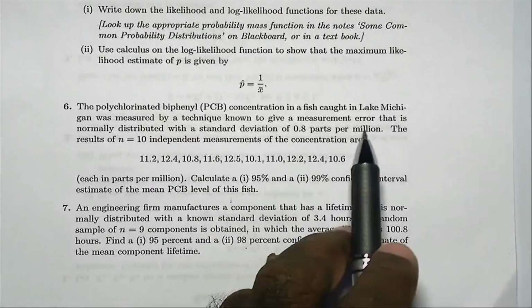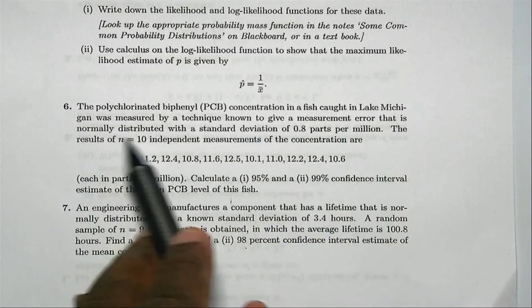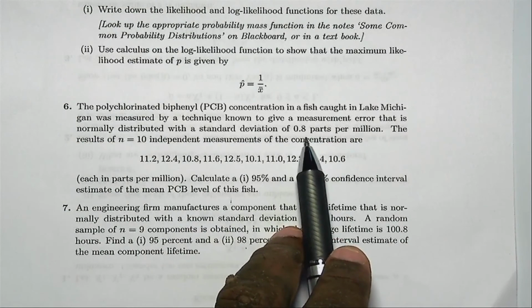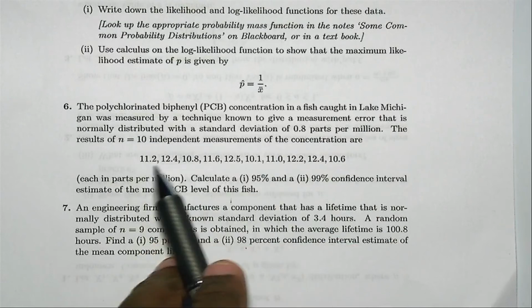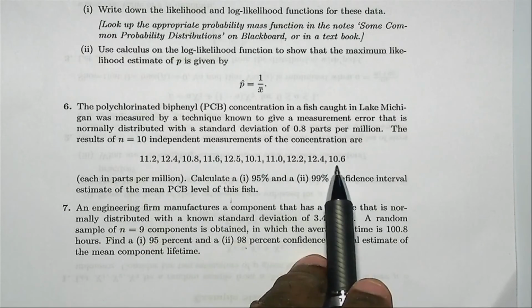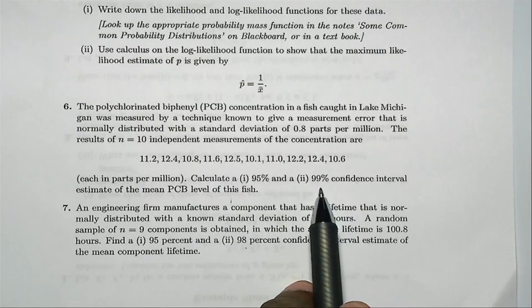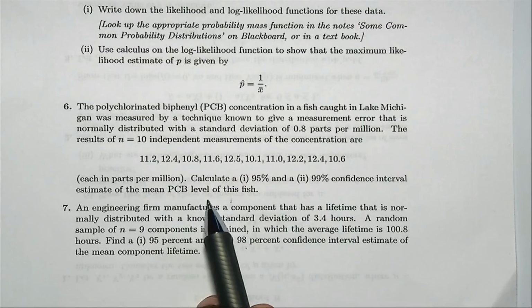So here you have that measurement error is normally distributed with standard deviation sigma. You have a sample of 10 observations, which are these, and you calculate a 95% and a 99% confidence interval for the PCB level.